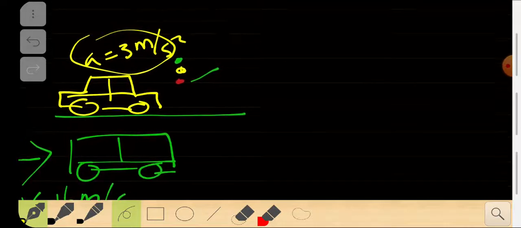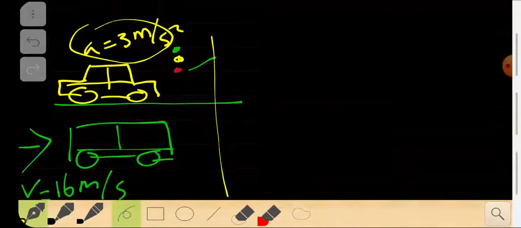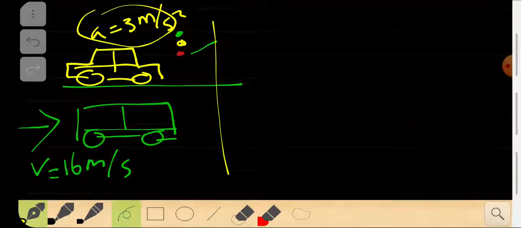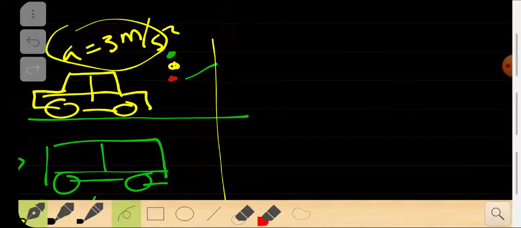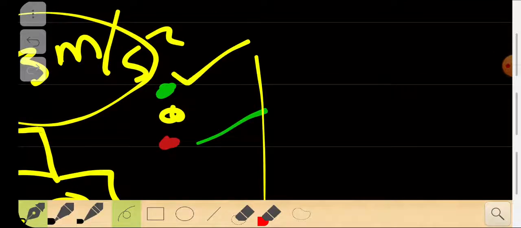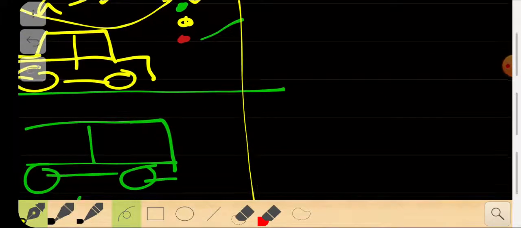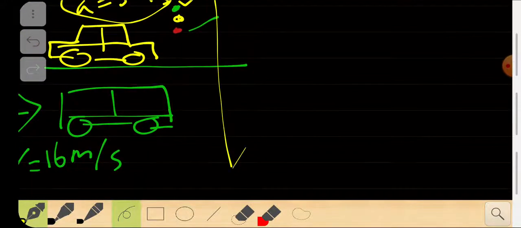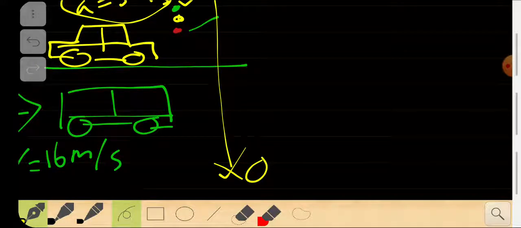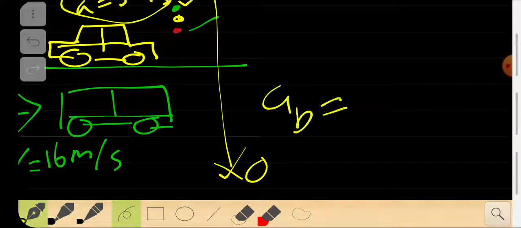Now suddenly, when the bus reaches the initial starting point, the signal turns to green, and both of them start from 0. This is x0. Both of them start at the same time. The bus has no acceleration, so the acceleration of the bus is equal to 0.